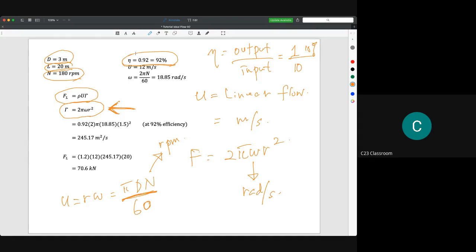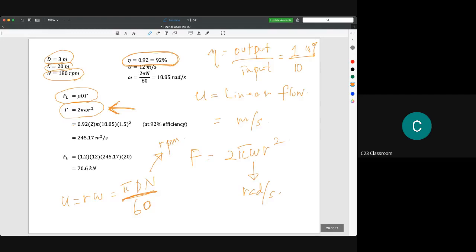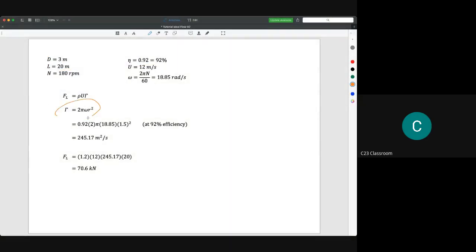Okay. Maksudnya output over input adalah efficiency. So apa yang dimaksudkan dengan efficiency di sini ialah membawa maksud di dalam soalan dia beri efficiency tersebut sebagai by assuming 92% efficiency in developing circulation. So maksudnya circulation itu hanya mempunyai efisiensi 92%. Oleh itu di mana kita masukkan pengiraan efisiensi itu, bolehlah kita masukkan di dalam pengiraan gamma. So kita tahu gamma sama dengan 2 pi omega r square. So kita masukkan dan kita darabkan 92% di sini, kerana di dalam soalan mengatakan the efficiency is 92%. So saya harap awak faham 92% di sini membawa maksud 92%. Jadi setelah dikira, we know that gamma here is 245.